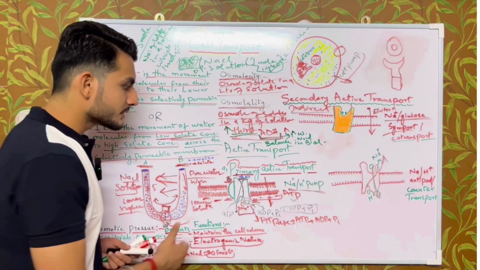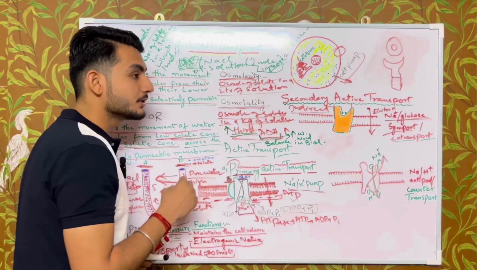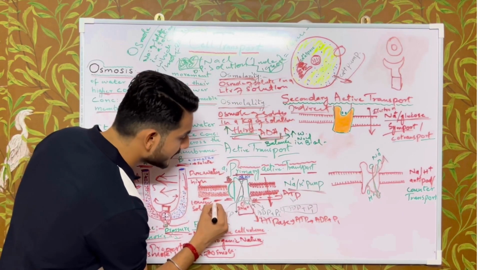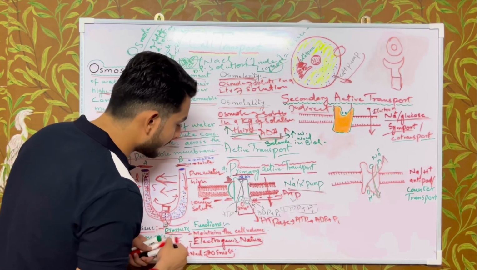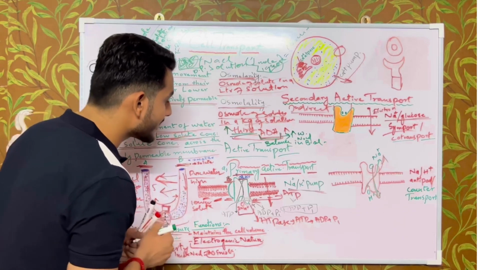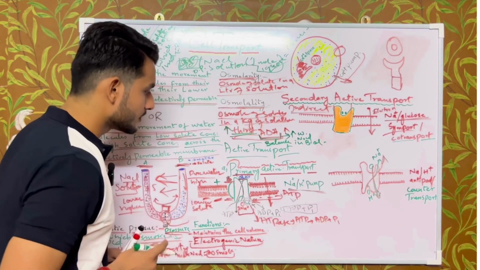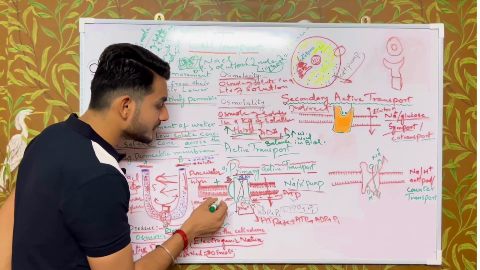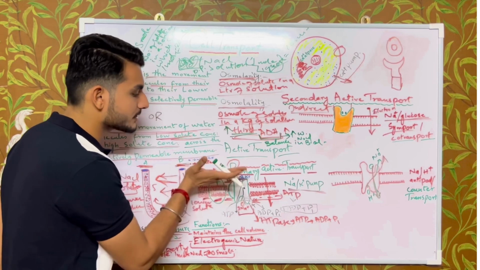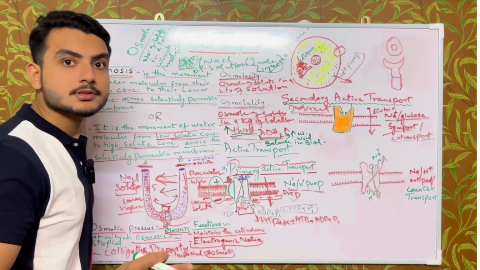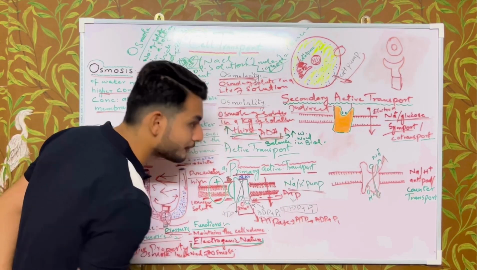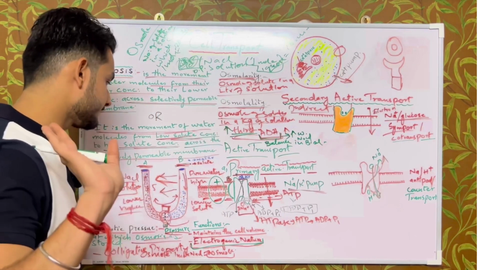Because 3 sodiums are thrown out, there will be a net loss of 1 charge, due to which the inner side of the membrane becomes more negative, whereas the outer side becomes more positive. You must remember, because it is involved in the generation of a potential difference across the membrane, this transporter is electrogenic in nature.